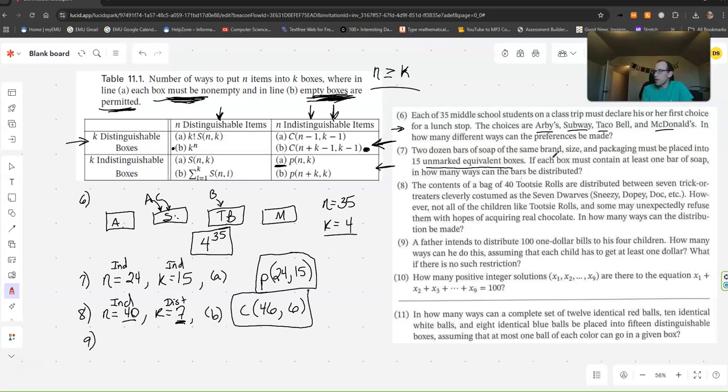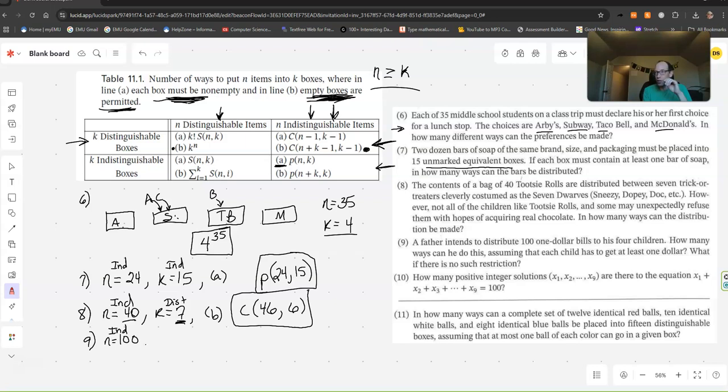All right, 9, we have 100 $1 bills to give to 4 children. How many ways to do this, assuming each child has to get at least $1? What if there is no restriction? Either way, we have n equal 100. These are the dollar bills. Notice they're all the same, so these are indistinguishable. It's not like we're looking at the serial number. The kids don't care what the serial number is. It's more how many dollars did you get, basically.